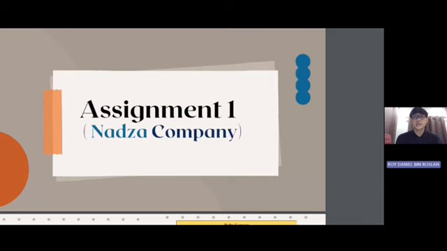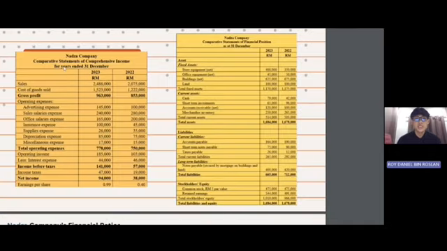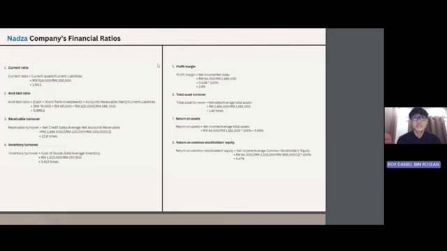Assalamualaikum and hi, I'll be presenting assignment 1, the financial ratios of NASA company. On the left we have the comparative statements of comprehensive income of the company, and on the right we have the comparative statements of financial position. Here are the financial ratios of the company.